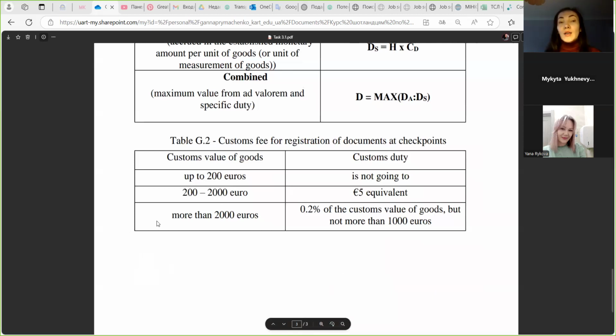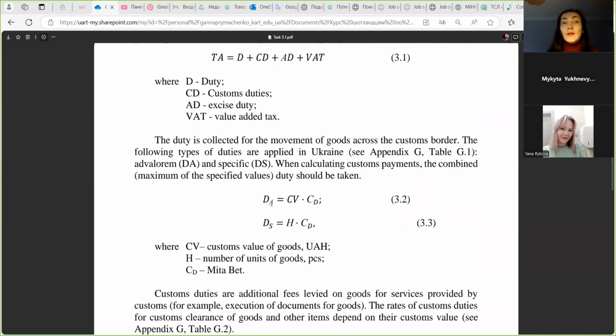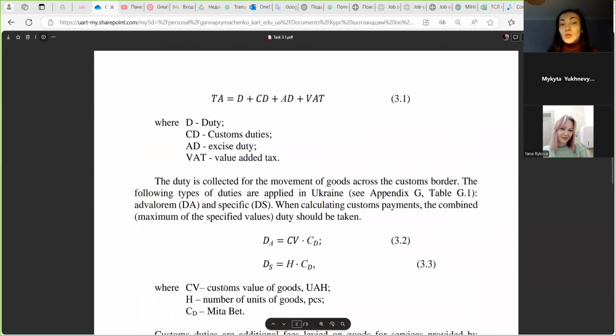Okay, please find your CV in euros. I don't understand which parameter we have to divide by euro. The customs value of goods, our CV. Customs value, CV? Yes, it is CV. Just customs value of goods in hryvnias.